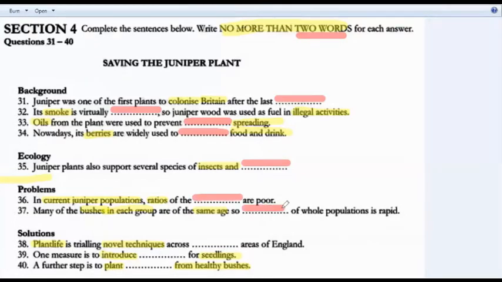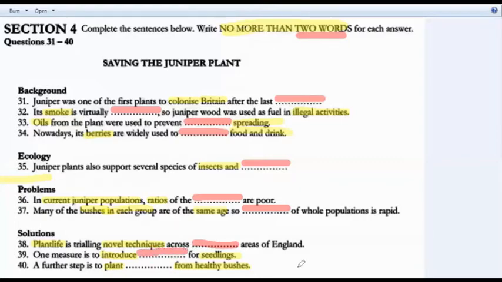37, so blank of whole populations. Again, must be some kind of noun. Something of whole populations. Hard to predict. This is going to be a kind of abstract word, but something related to the problems, so something negative, I would imagine. Disease, maybe? Degeneration? Not sure. 38, across blank areas of England must be an adjective: wide, big, vast, different, other.